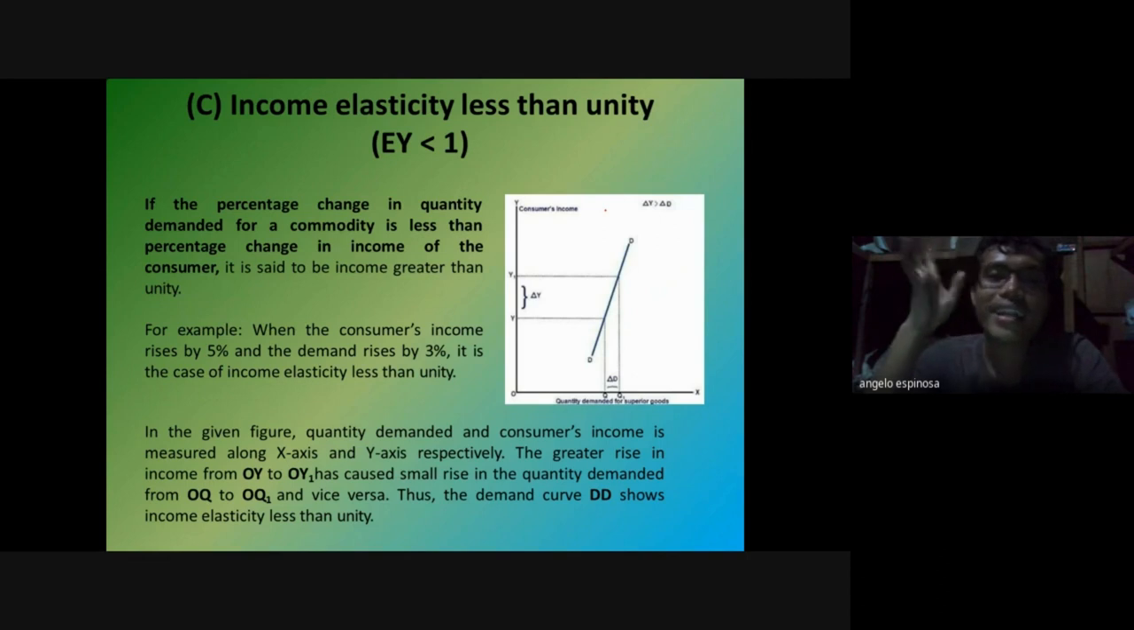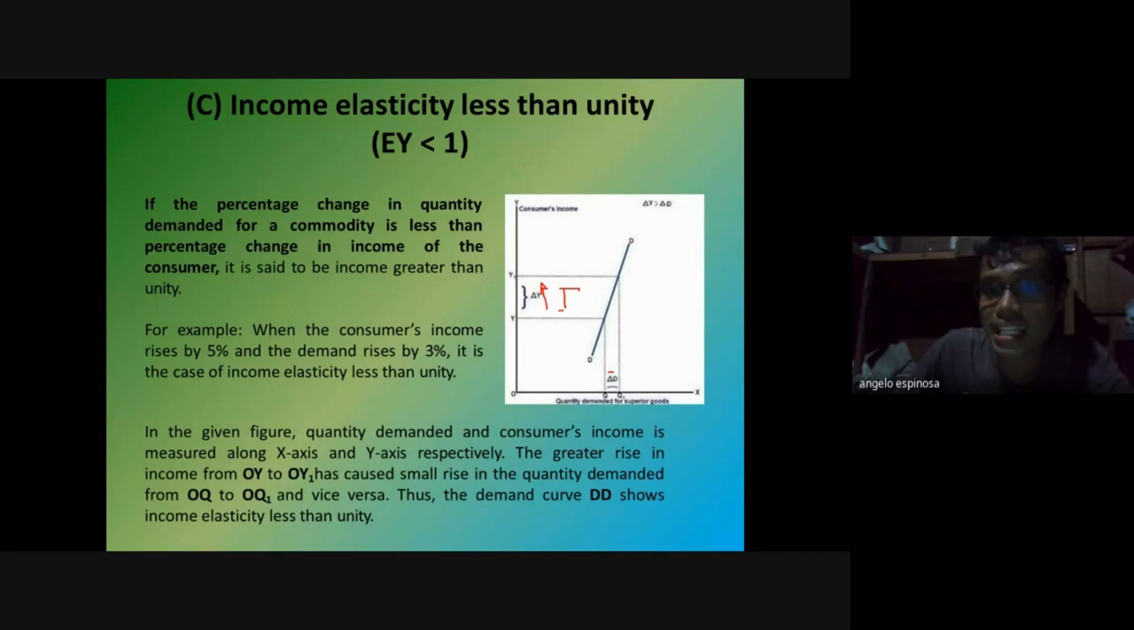Ayan, so letter C, we have income elasticity. Pag-usapan lang kasi natin dito is yung income. Kanina, price yung pinag-uusapan natin, di ba? So dito is income. Income elasticity that is less than unity. Ibig sabihin yan, pag tumaas ang income ng consumers, tumaas lang din ng konti, it is being insensitive. Okay? So, ibig sabihin, konti lang din ang tinaas doon sa quantity demanded. Example here, tumaas ng 5% yung consumer's income. So, ang demand rises is only 3%. Ibig sabihin, mas taas pa rin yung income rises kesa sa demand.